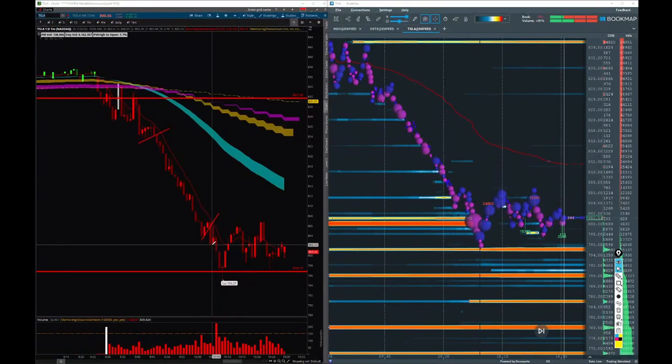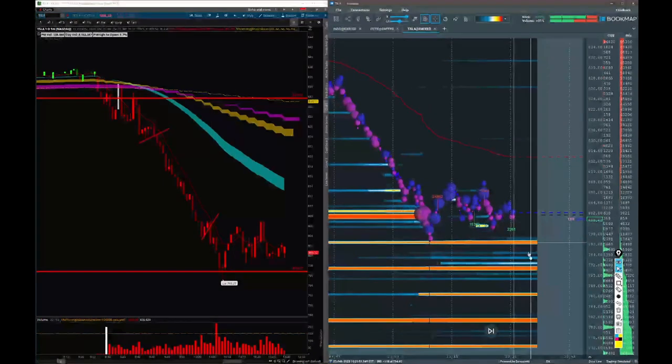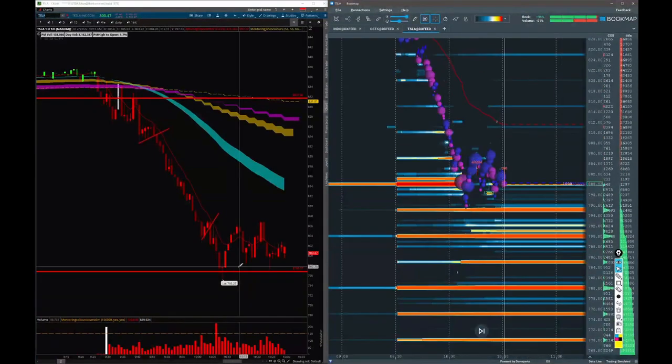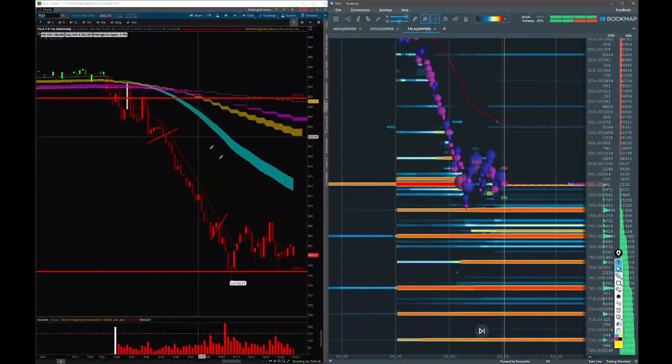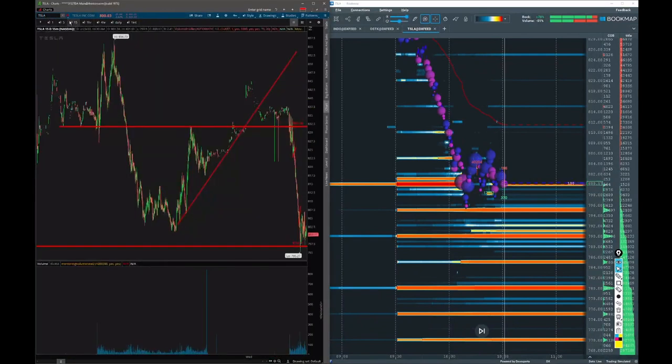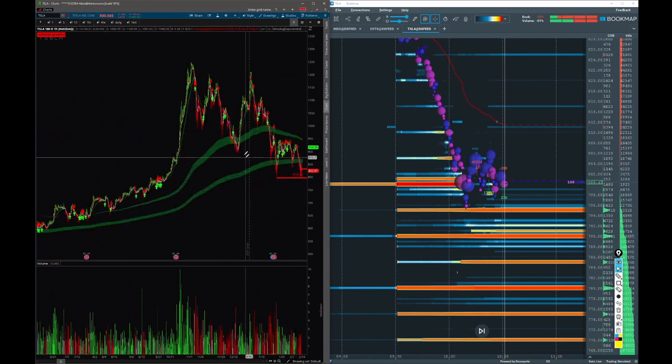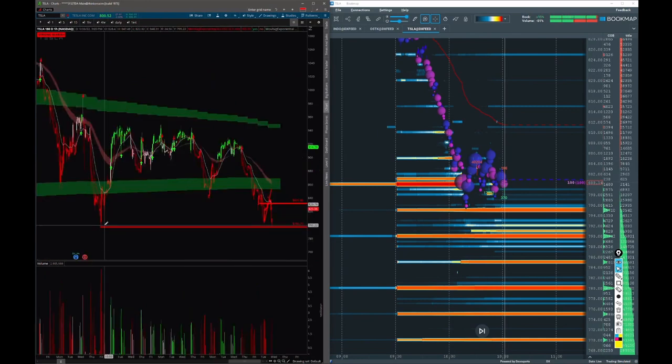Some support over here at the 795. You can see they're stacking the support: 795, 790, 785. So we have some dip buyers. Looking at the stock, this is an important support, as we said before, this 790, 795.